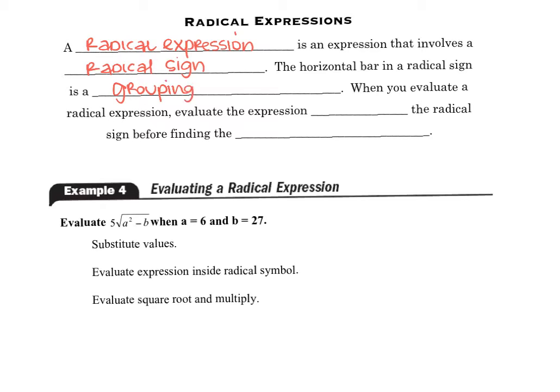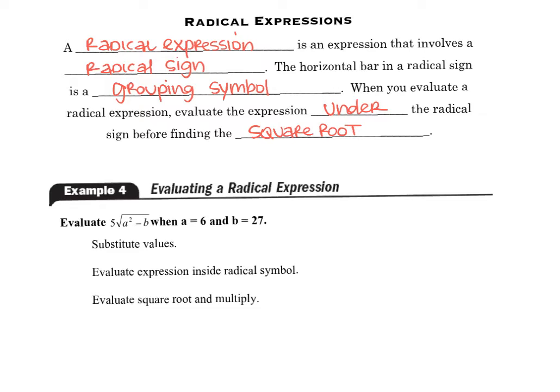Now, we've talked a lot about grouping symbols. Remember, grouping symbols come first in order of operations. It's like a parentheses or the fraction bar or the absolute value bars. So that's why it really does matter how far the square root sign extends, because everything under the square root sign has to be done first. So when you evaluate a radical expression, you will evaluate the expression under the radical sign before finding the square root. Okay, and I think that after we do a couple examples, that might make even more sense.